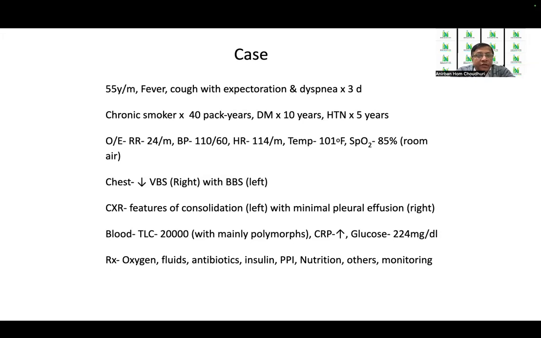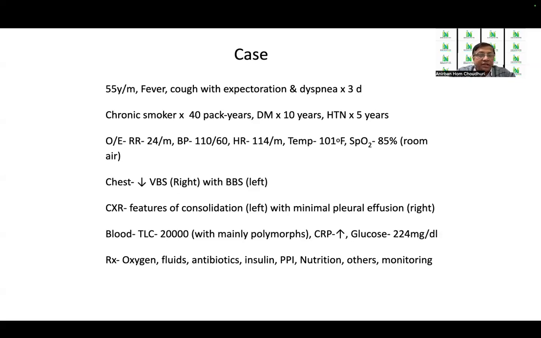The patient is a chronic smoker with 40 pack years of smoking history. He is diabetic for the past 10 years and hypertensive for the past 5 years, and on irregular medications for all of these. On examination, the patient has a respiratory rate of 24, blood pressure is 110/60, heart rate is 114, the patient is febrile with a temperature of 101 degrees Fahrenheit, and saturation on room air is 85%.